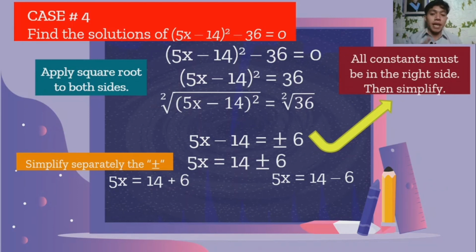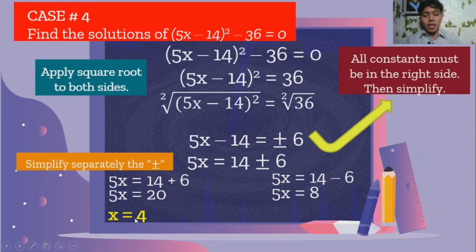Unahin natin yung nasa left side, no? Yung plus. So, 14 plus 6, ilan? That is 20. Now, anong gagawin natin para masolve yung x? Divide both sides by the numerical coefficient. Tama? By the way, 14 minus 6, that is 8. No? Ito yung nasa right side natin. Okay? So, anong ginagawa para masolve yung x? Divide both sides by the numerical coefficient. 5x divided by 5, x na lang siya. Yung 20 divided by 5, 4. Kaya, x is equal to 4.